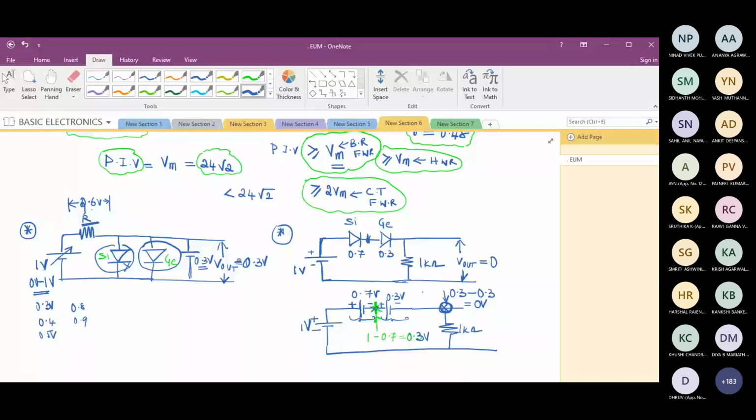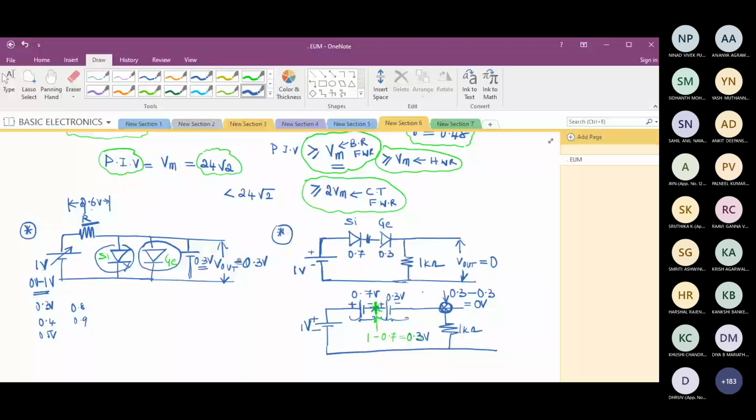Provided, don't forget, your input must be greater than the lowest cut-in potential. If I apply 0.2, what output are you going to get? 0, sir. Nothing will conduct. Yes, the diode is not going to conduct. No current flows in the circuit. We are going to get 0. Hope this concept is clear.